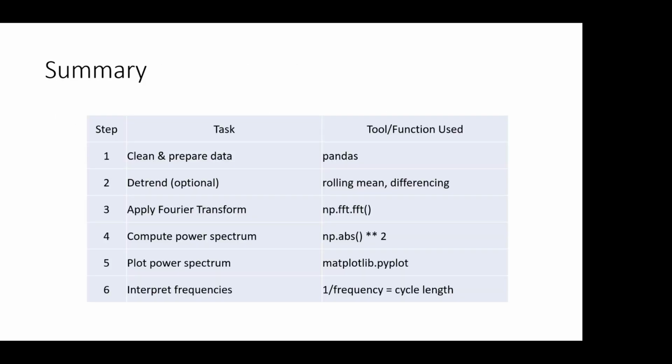Okay. Now, in summary, first clean the data. You use pandas. Detrend it, either using differencing or rolling means. Apply Fourier's transform. The command is in numpy, np.fft.fft, and give it the series, which of course should be detrended. Compute the power spectrum, which is nothing but np.absolute of that particular output, and you square it. Plot the power spectrum using matplotlib, interpret the frequencies, and identify the biggest ones. So we don't stop there.